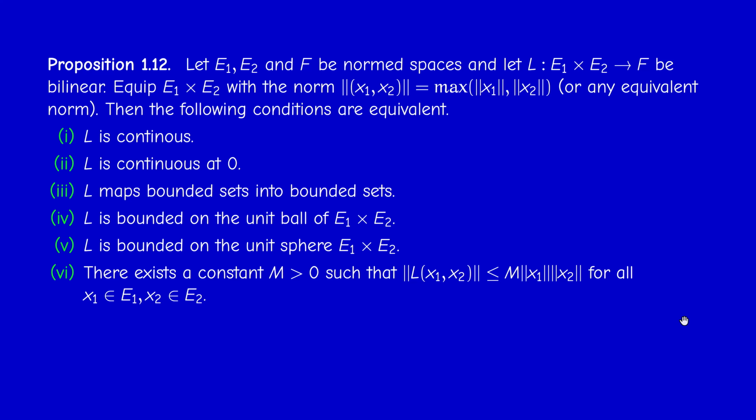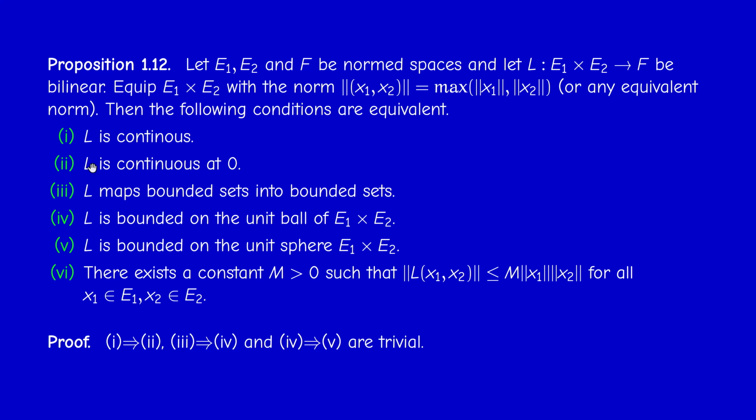Okay, so we'll do a circular proof, but observe that certain implications are trivial. 1 implies 2 is trivial. 3 implies 4 is trivial, and 4 implies 5 is trivial, because the unit sphere is a part of the closed unit ball. Here I should have put closed unit ball, but we can also put open unit ball, same thing, as you may check. So we have 3 trivial implications. So I will prove the remaining implications in a circular way.